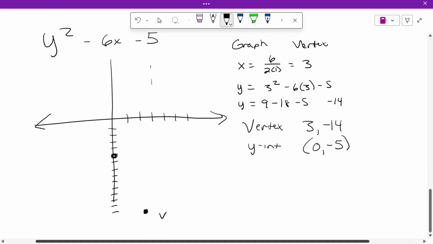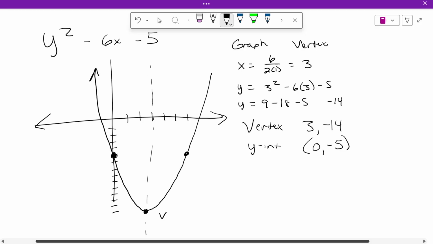And because of my axis of symmetry, how far away is this point 0, negative 5 from my axis of symmetry? 3 away. If I go 3 to the other side, there's 3 points. All I need is 3 points to graph a parabola. So, find the vertex, find the y-intercept, and then find the other point on the other side of your axis of symmetry.